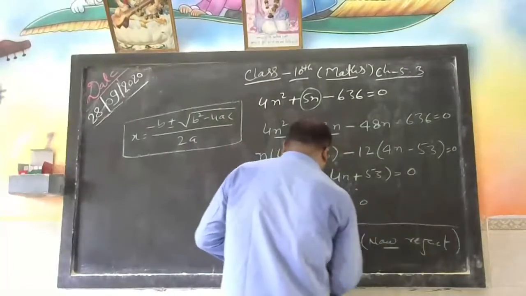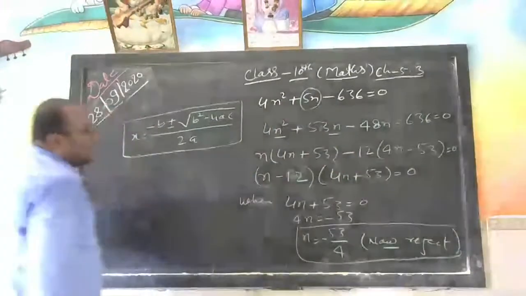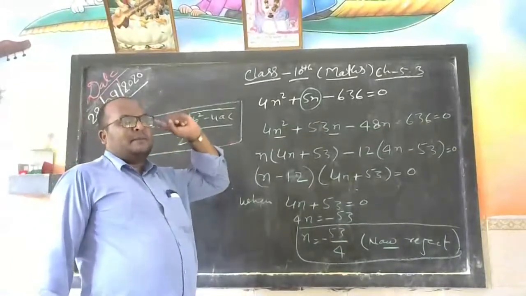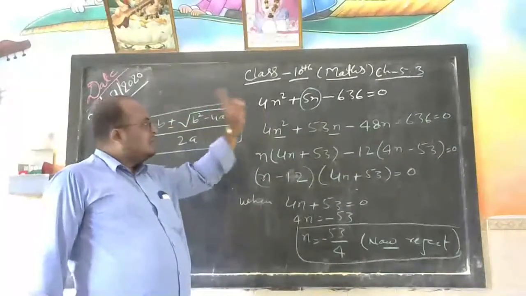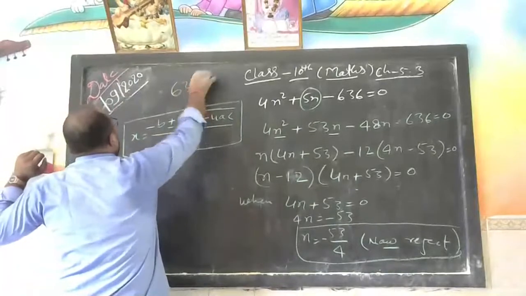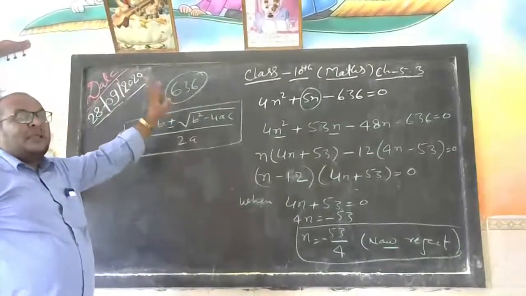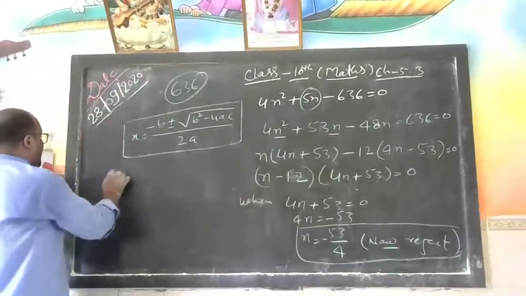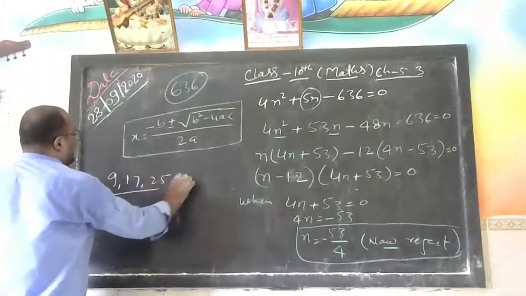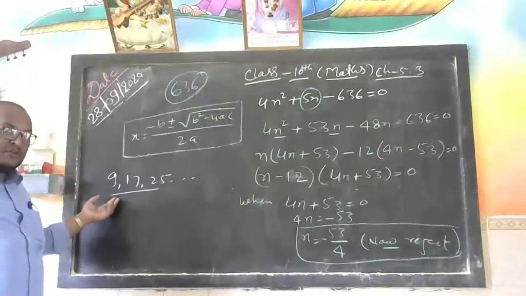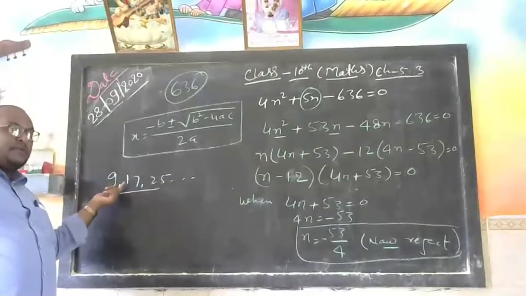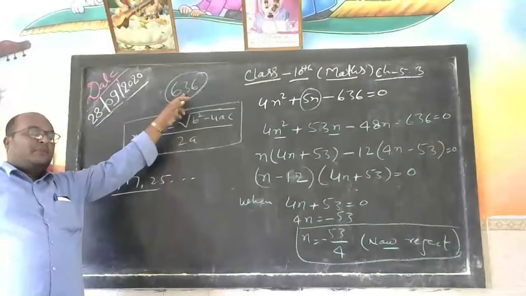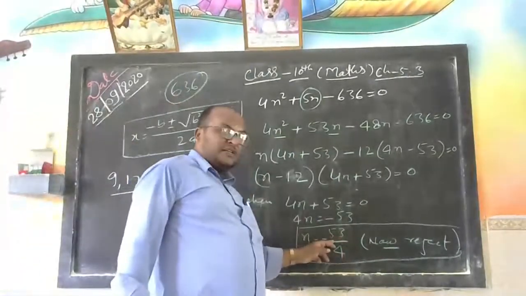Now reject the negative value. Because in this situation, in the question you are looking, the total sum given is 636, and it is positive, and no term is negative in the series because it started 9, 17, 25, and so on. It is your arithmetic progression, and all numbers are positive, and the total sum is also positive. So just ignore this negative result.